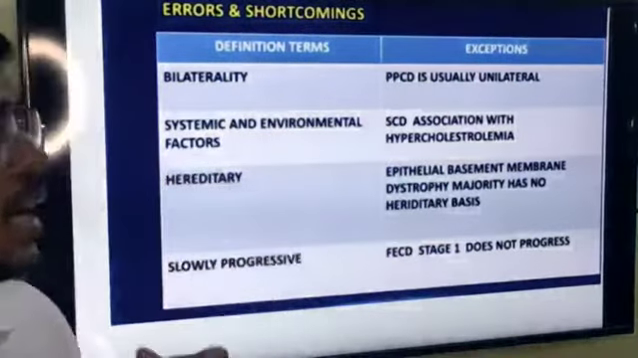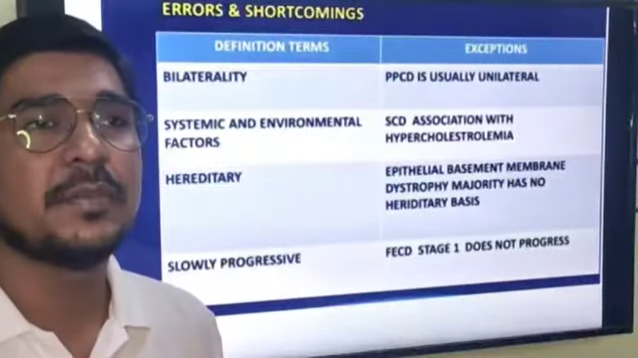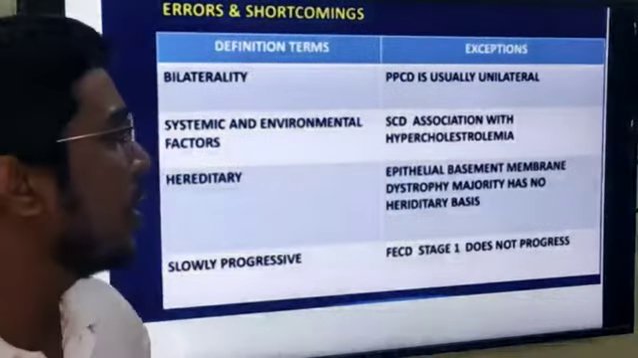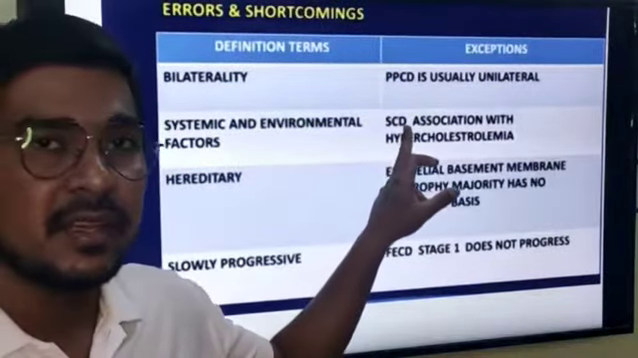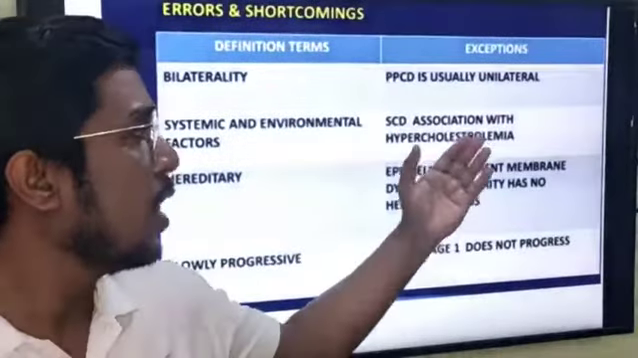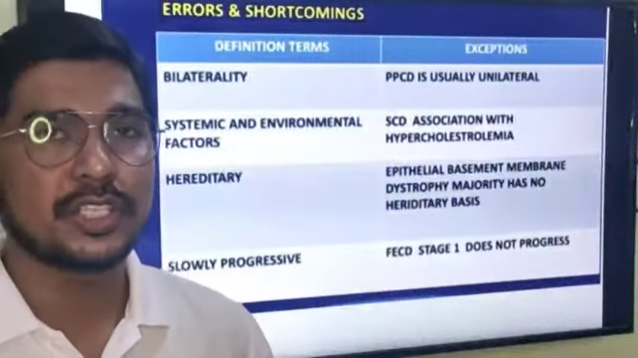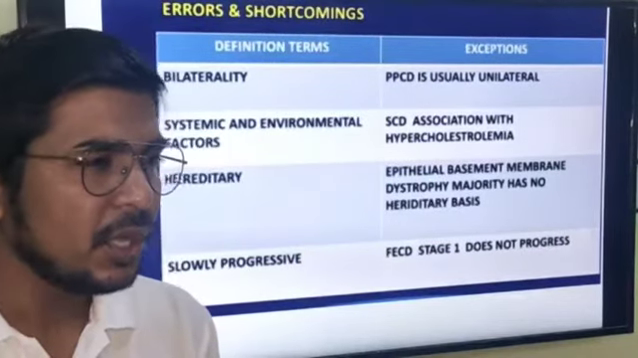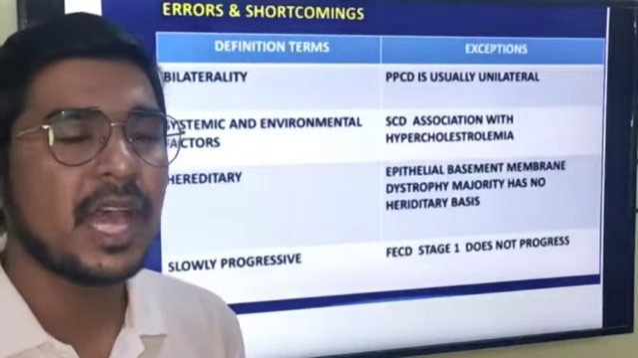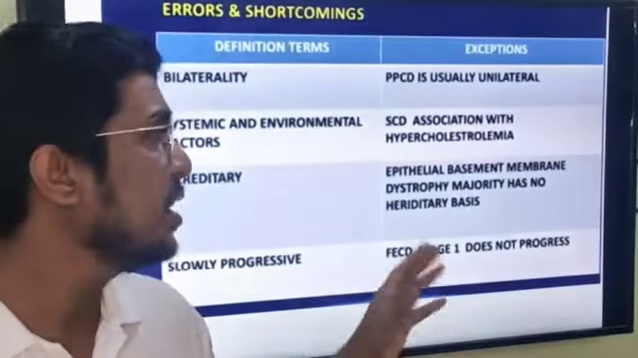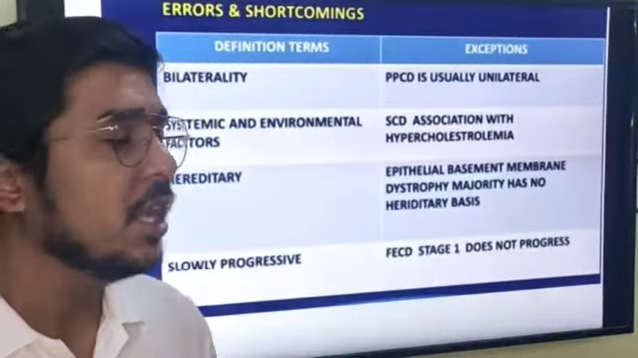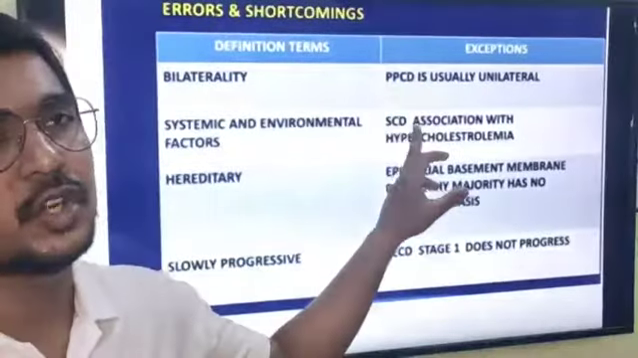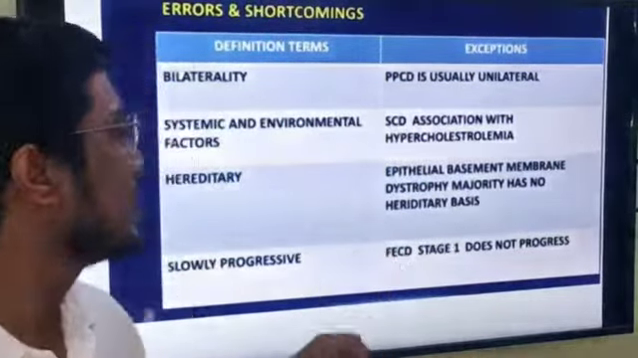The second point is that it does not have a systemic or environmental factor association, right? But there is Snyder corneal dystrophy, SCD, which is associated with hypercholesterolemia. Sometimes a patient has hyperlipidemia, hypercholesterolemia, and a corneal dystrophy, and then we can expect that this patient has Snyder corneal dystrophy. We have seen patients like this.